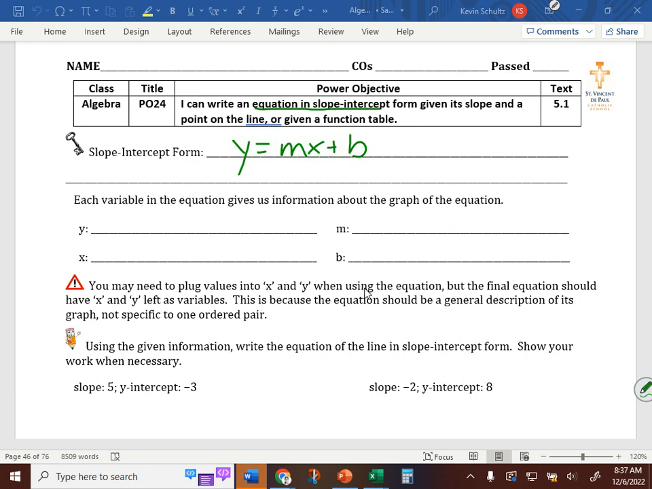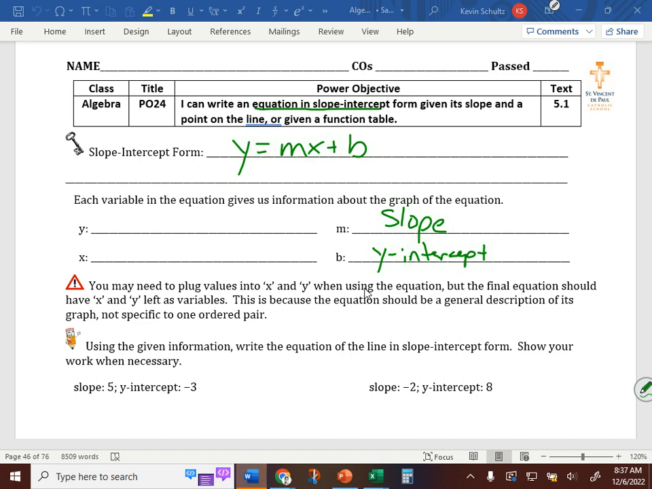What is the m variable represented in slope-intercept form? Caitlin, it's the slope. It's how you move, right? A couple different reasons why m is used. How about b? What's the b? Eli. The y-intercept. It's where you begin, right? A couple different reasons why we use b.